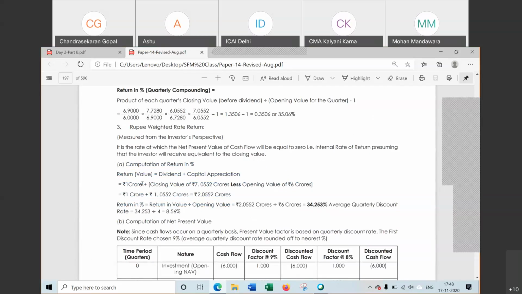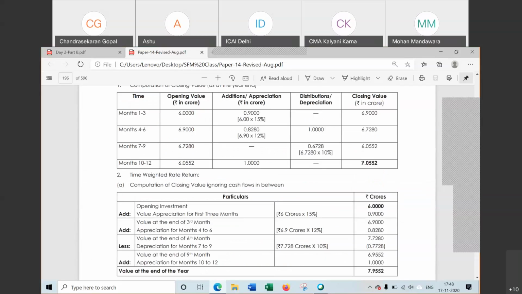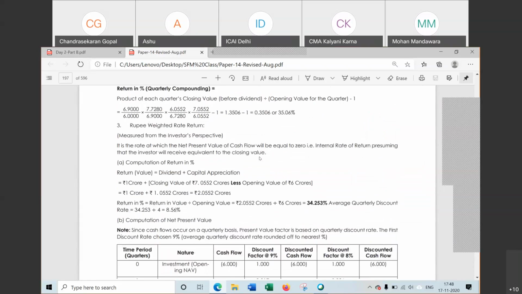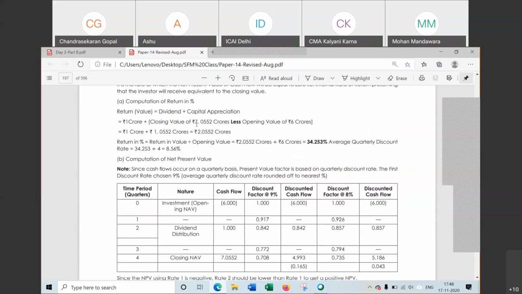Dividend is 1 crore, capital appreciation closing minus opening. So closing is this, opening is this. तो आप रुपी वेटेड के लिए ये फिगर्स लेंगे एंड टाइम वेटेड के लिए दिस टेबल विल बी कंसीडर्ड. So this is capital appreciation plus dividend 2.00 this one and divided by opening value. This is annual return. ये आपका annual return आ गया 34.253.